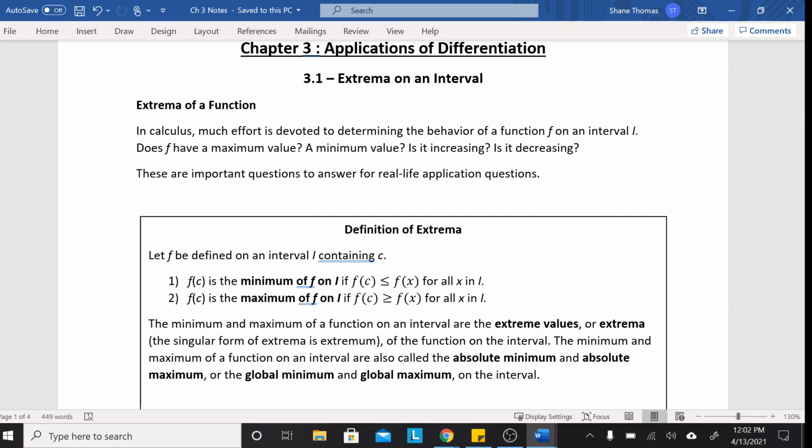But our first one here, we're going into extrema of an interval. So in calculus, much effort is devoted to determine the behavior of a function f on an interval. Does it have a maximum value, a minimum value? Is it increasing? Is it decreasing? Those are all important questions for us to answer in different functions.